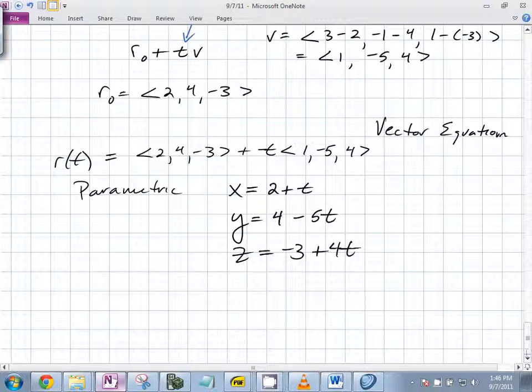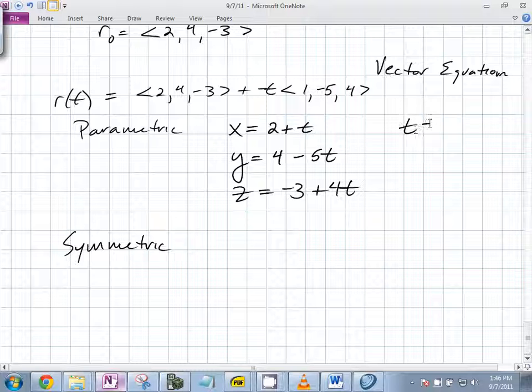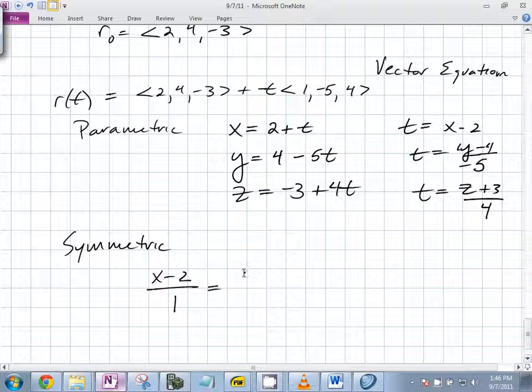So if you solve, so that's the parametric. If you wanted the, what's the last one called? Symmetric. That's close enough. So in this one, you end up with t is equal to x minus 2, t is equal to y minus 4 over -5, and t is equal to z plus 3 over 4. So in this case, the symmetric equation is going to be x minus 2 over 1 equals y minus 4 over -5 equals z plus 3 over 4.